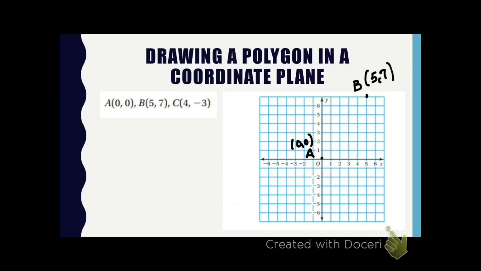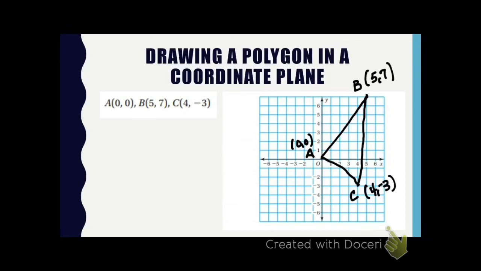5, 7. And then point C is going to be 4, negative 3. So I go across to 4, and since it's a negative, I'm going to go below 0 and make my point, 4, negative 3. Now I'm going to draw my polygon, and I'm going to connect the lines. Oh, I forgot to label this as C. The coordinates are 4, negative 3. Sorry. So now I'm going to connect my points. I'm going to connect A to B, B to C, and then I need to finish it off and go C to A.